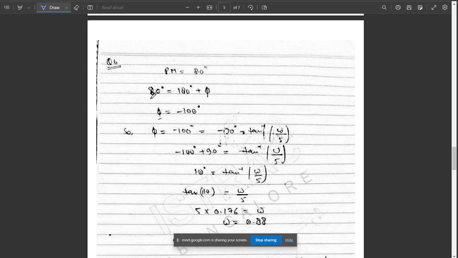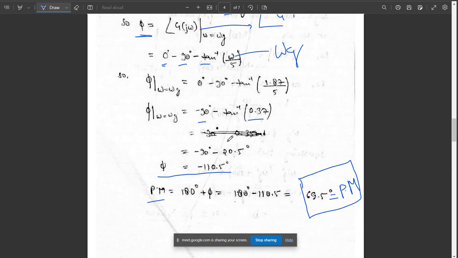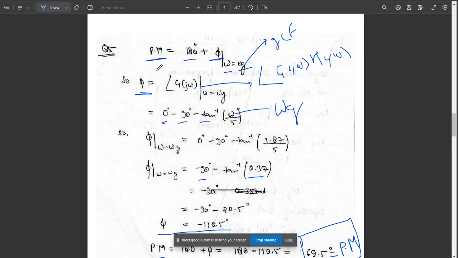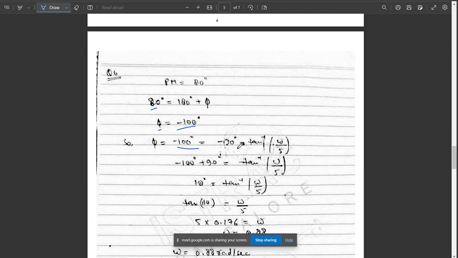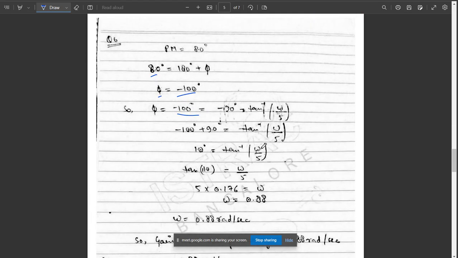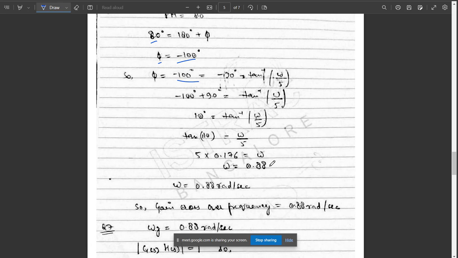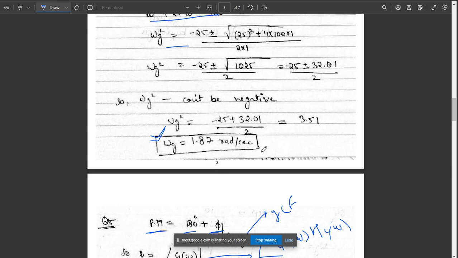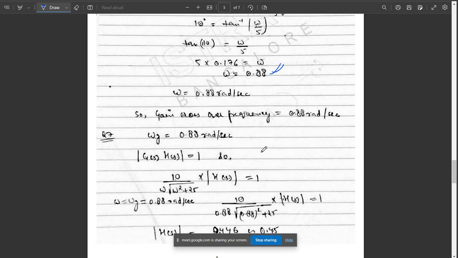We'll put 80 degrees equals 180 degree plus phi. So phi will be minus 100 degree. For this minus 100 degree, we'll put it in the equation to find the phase of the system, that is minus 90 degree minus tan inverse omega by 5. From here we got the value of omega, which is 0.88 radian per second. Earlier the omega g was 1.87 radian per second. Here omega is 0.88 radian per second. So gain crossover frequency will become 0.88 radian per second.